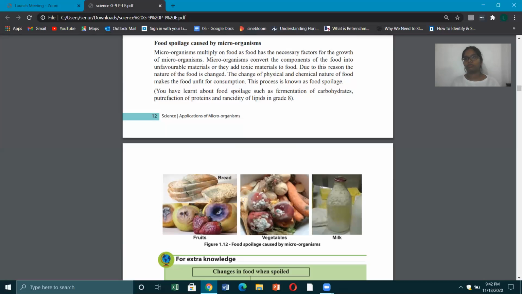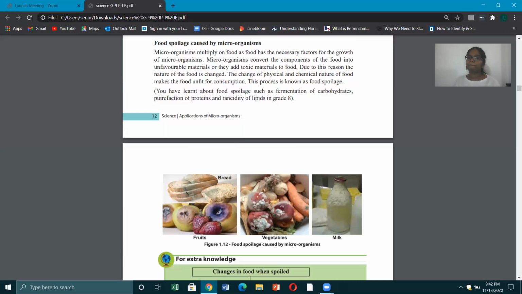or more than that, diarrhea. You get it because of that. Okay. Due to this reason, the nature of the food is changed. Obviously, I think you have seen it. How it looks, how it smells, how it tastes, everything, the odor, the color, the form, the shape, everything is getting changed, right? When the food is being spoiled.